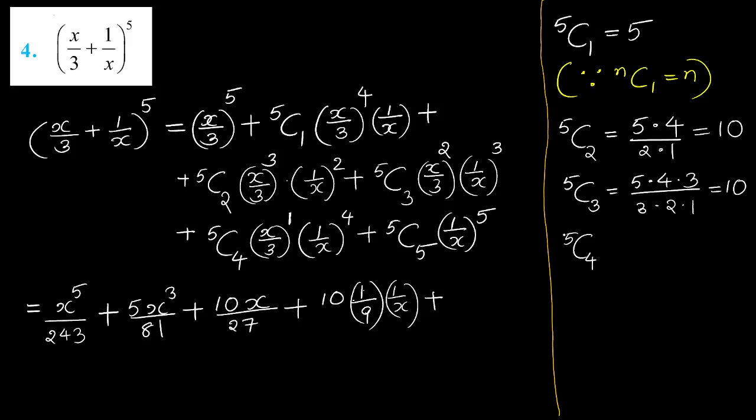5C4. The maximum power you will be given will be 6. Beyond 6 they will not give. Let me write all the steps. 5C4, 5 into 4 into 3 into 2, 4 numbers. 5 into 1 by 3 is there. X by x raised to 4 will be 1 by x cube.